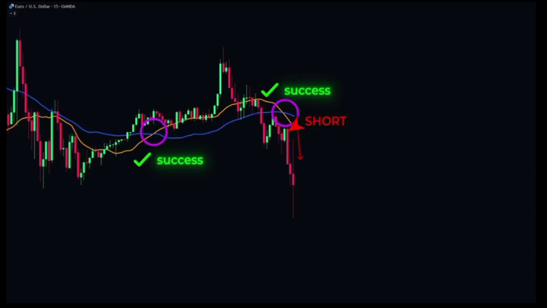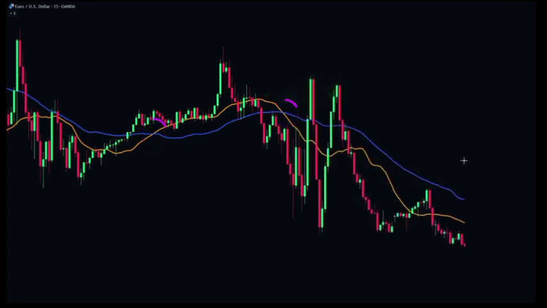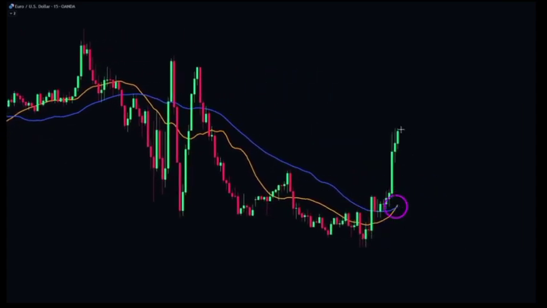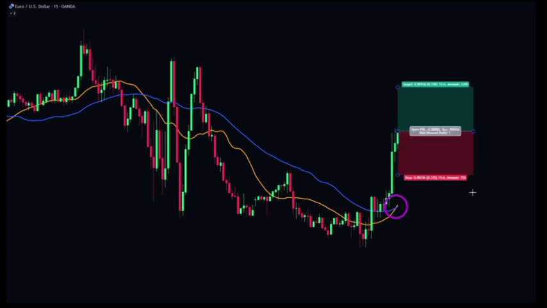Now let's check the second one, which is a downwards crossover. If we had entered a short trade here, it also would have been a successful trade, since the price went down significantly. Currently, the last two crossovers have been a success, which tells us that, in this specific chart and time frame, crossover signals are reliable, so we can look to trade the next signal. And here, we get an upwards crossover, so we enter a long trade.